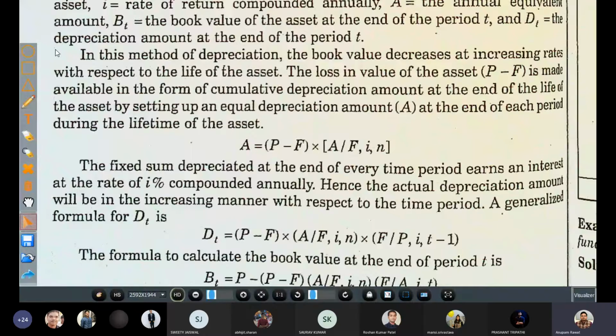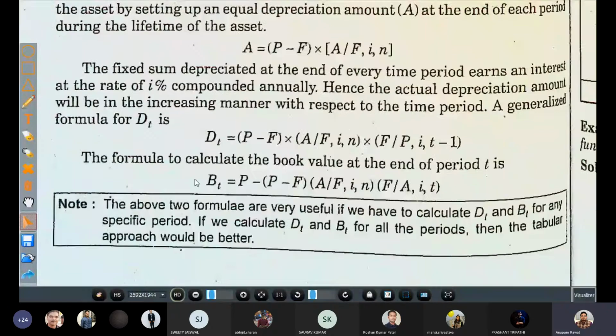So that can be calculated using the formula A is equal to (P minus F), that is the value of that equipment after deducting the salvage value, multiplied by the factor A by F, I, N. The fixed sum depreciation at the end of every time period earns interest at the rate of I compounded annually. Hence the actual depreciation amount will increase with respect to the time period. And for that, a generalized formula for the depreciation at a particular year can be calculated by Dt is equal to (P minus F) into a factor multiplied by F by P, I, t minus 1.